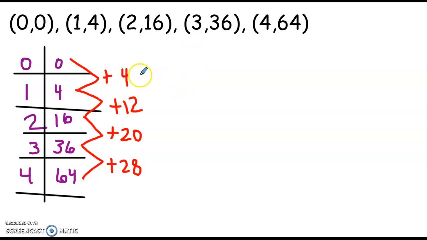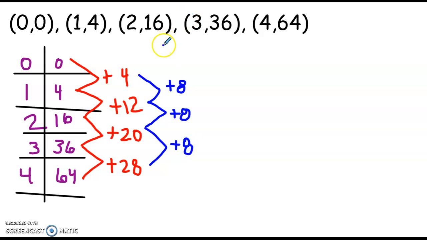Fiddlesticks. All right, so from 4 to 12, I would add 8. From 12 to 20, I add 8. And from 20 to 28, I add 8. So there's my constant. It happened on the second try, so that means it's something about y equals x squared. All right, but this one's a little bit more.